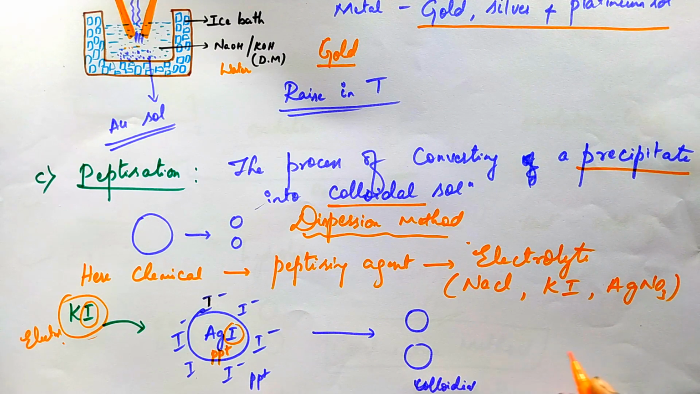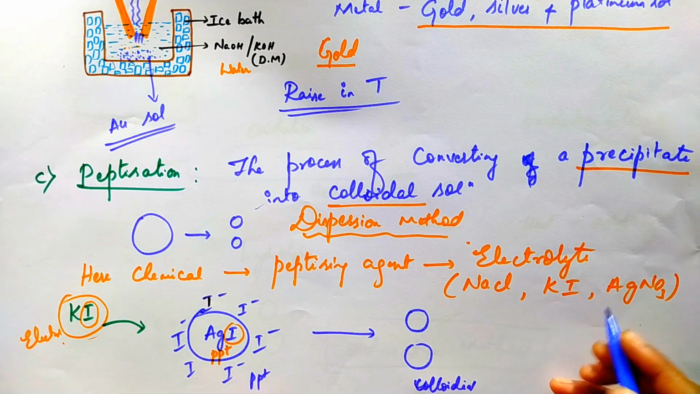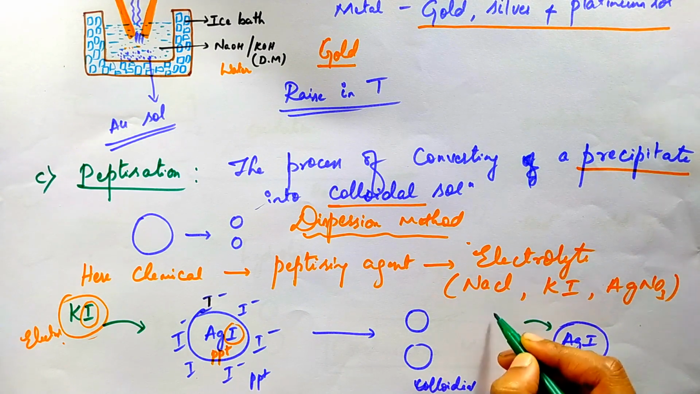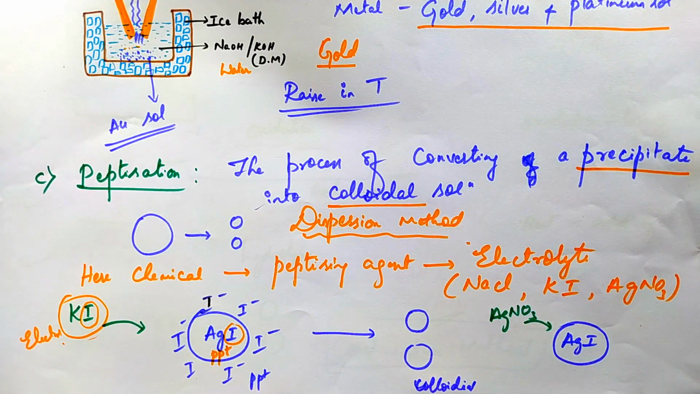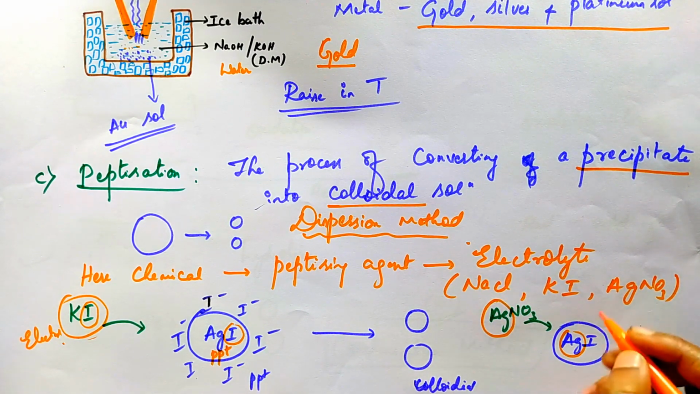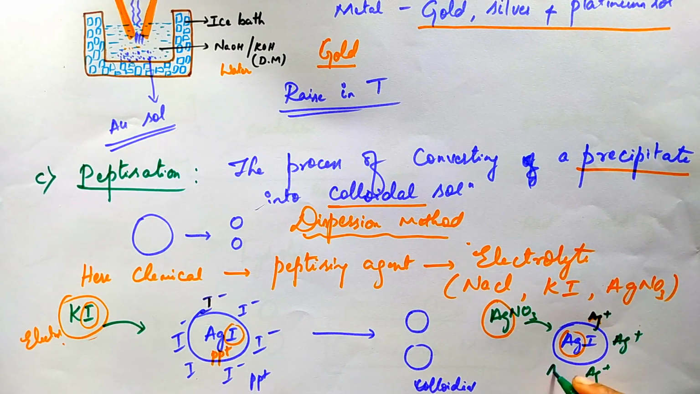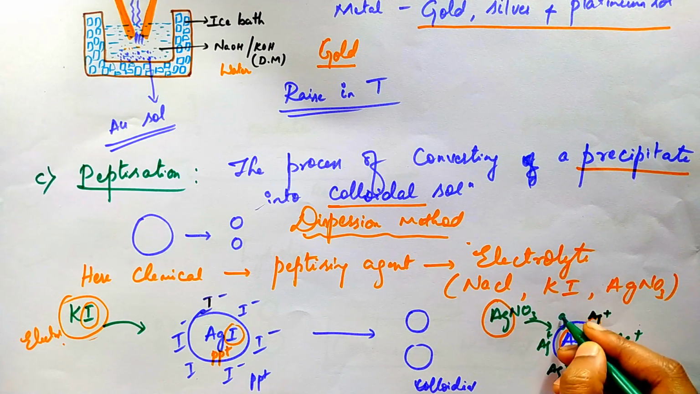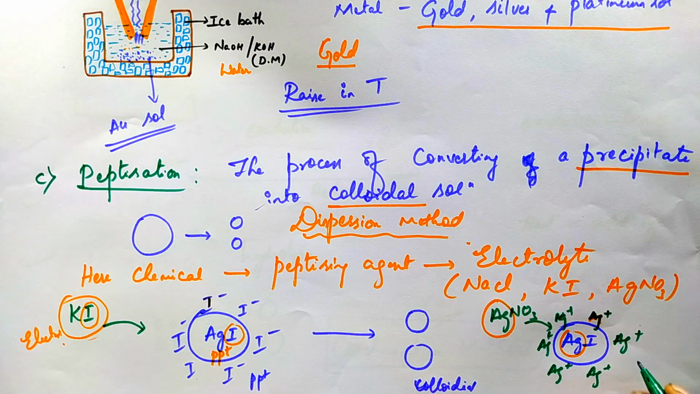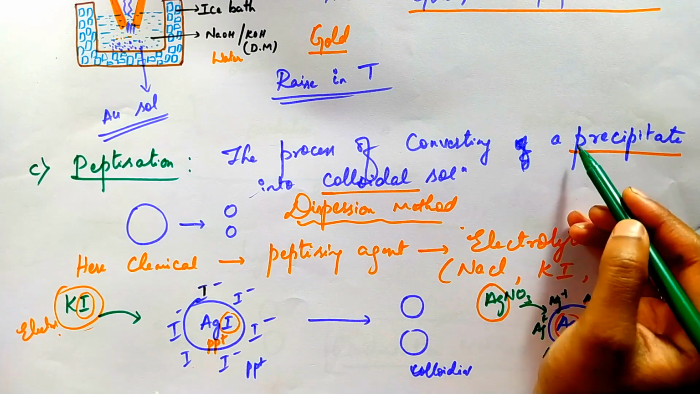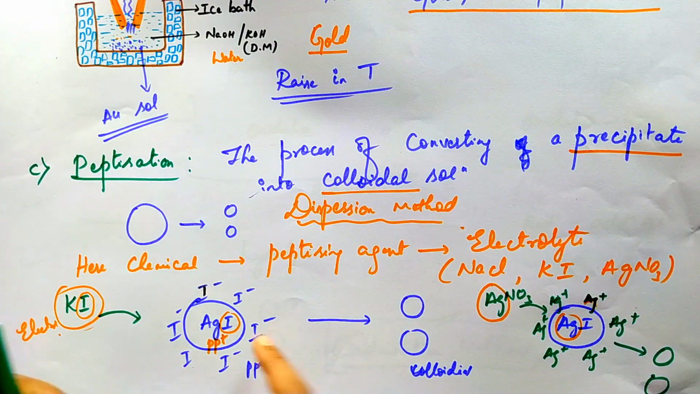So, one more example. If I take the same precipitate, that is AgI, and now I am adding an electrolyte, that is silver nitrate, AgNO3. Now, which one is the common ion here? That is silver, Ag. Therefore, Ag is adsorbed on the surface of this precipitate to form a positive ion and splits into colloidal particles. This is called peptization, the process of converting a precipitate into a colloidal solution. These are the two examples.